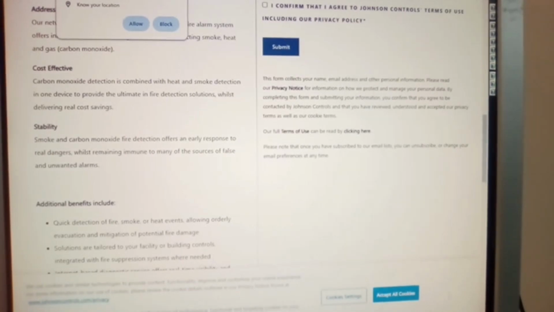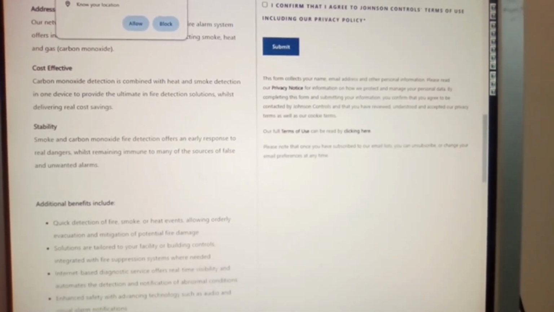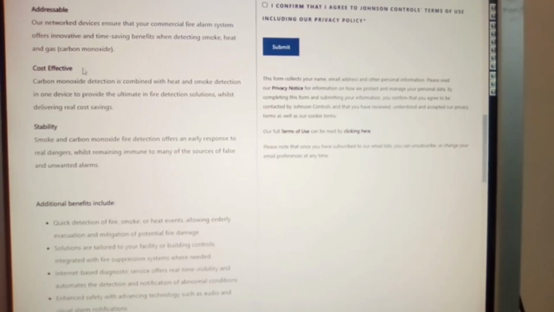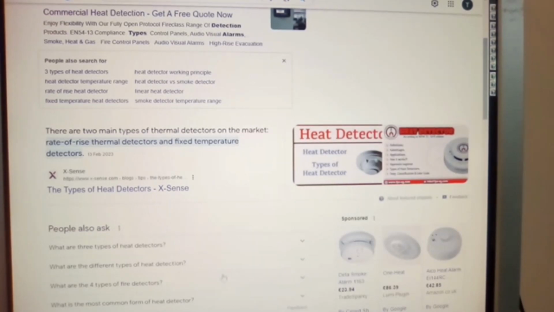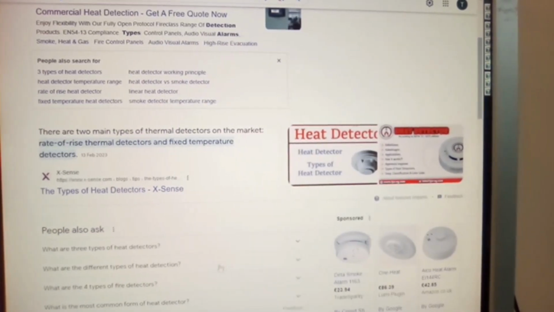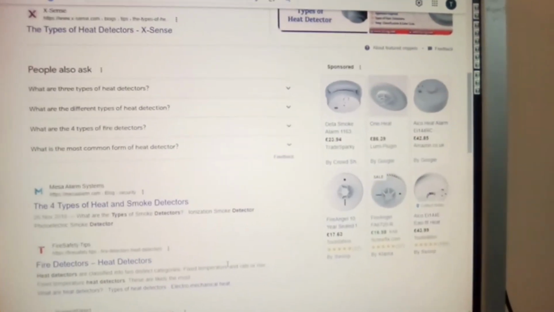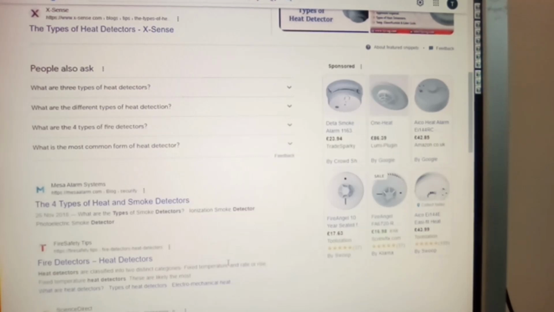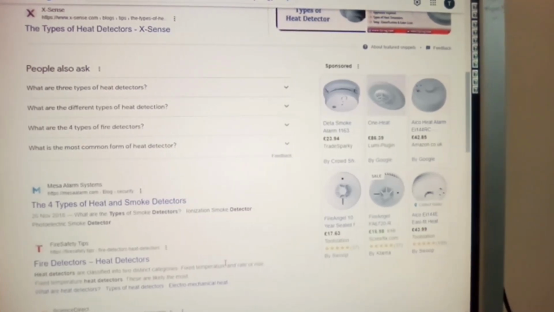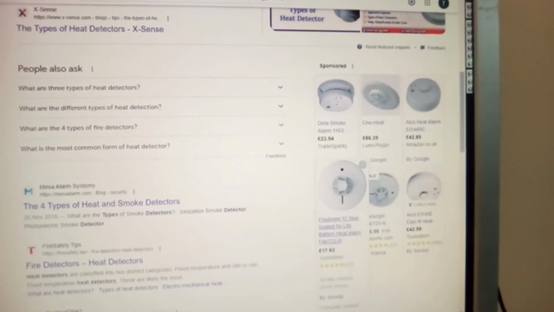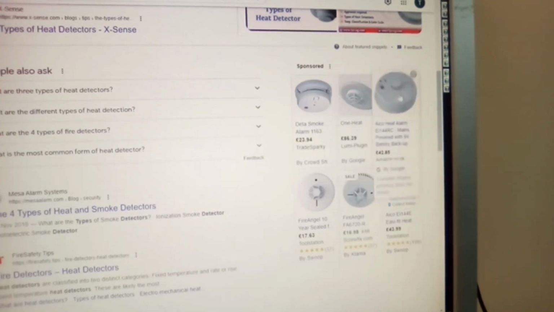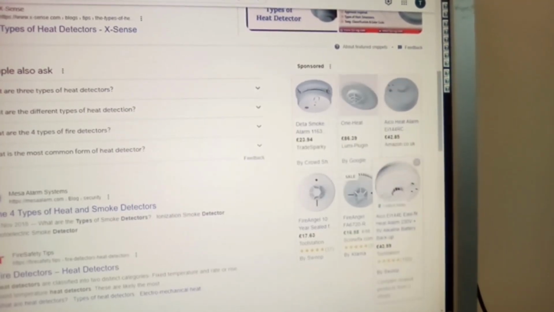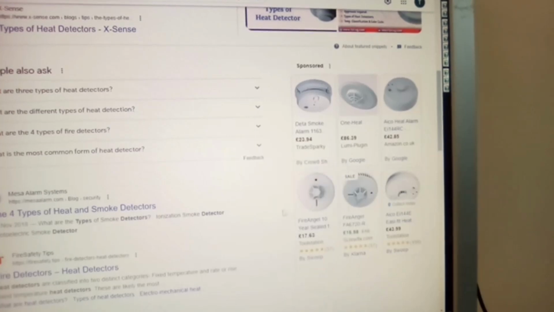Nothing much. I'm not happy with that. Never mind that. Now let's see what else we can come up with. Two main types of thermal detectors. I'm just looking to see if there's anything that we can see that's modern today that we can look at, and here you have a few. Here we have some here. So you can see that there is a variation of types in today's world.